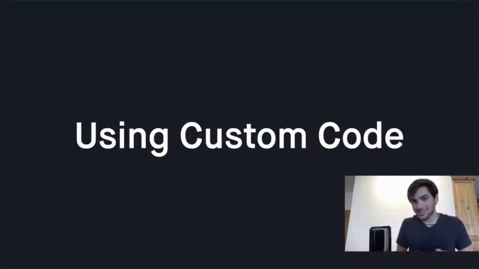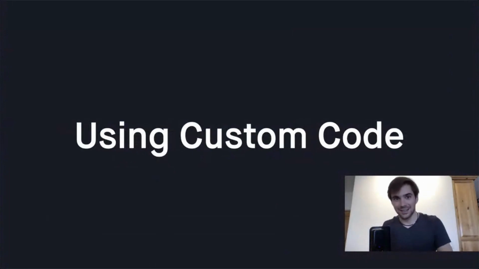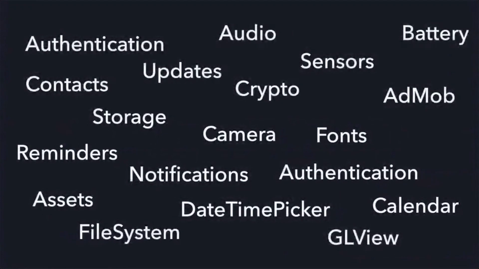So let's talk about using custom code in our React Native application. If you're working in the Expo Go app, then you can use anything that's inside of the Expo SDK. This is stuff like updates, authentication, audio, sensors, crypto. A ton of things are inside of the Expo SDK. You can also use anything inside of the current version of React Native that version of Expo SDK supports. So for instance, Expo SDK version 41 supports React Native version 63. So you can use anything in React Native 63 in the Expo SDK 41 project.